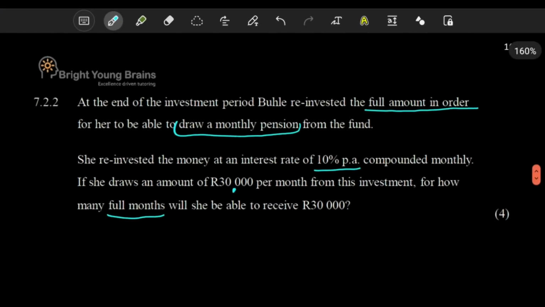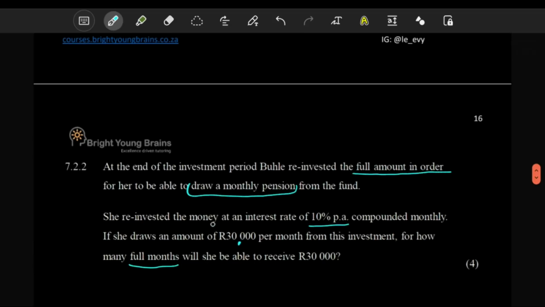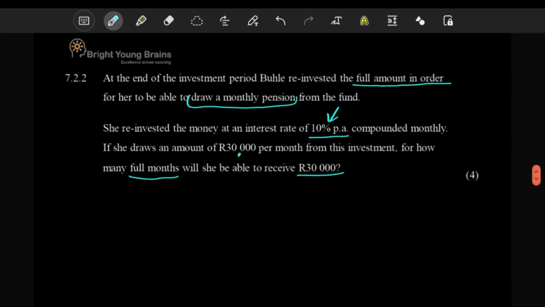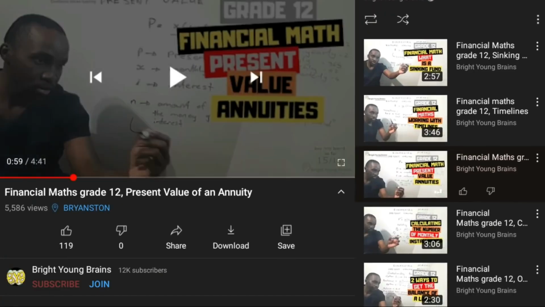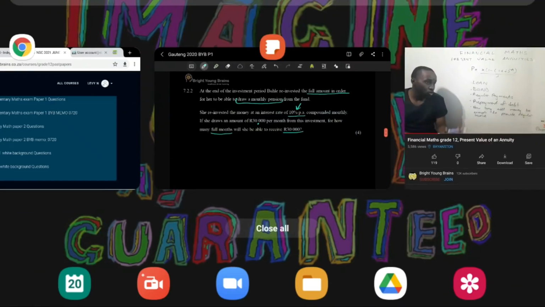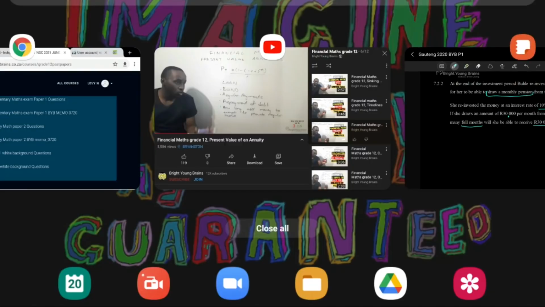You see, they're talking about her having money here. This money, they said she reinvested, so it's going to be sitting there gaining interest of 10% per annum. And then it says, if she draws an amount of 30,000 per month from this investment, how many full months will she be able to receive this 30,000? So this 30,000 literally represents a regular income to her, because it's money that she is getting from her investment.